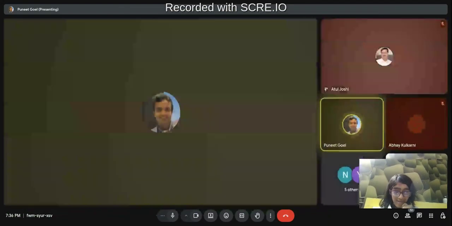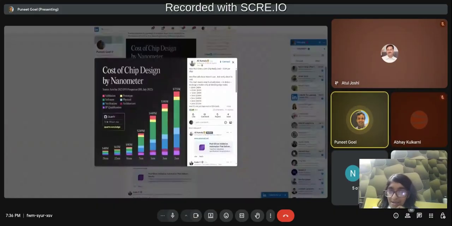I think the answer lies in the same graphic. If you look at the costing, the dark blue over here is verification, and the light blue is physical. The amount of resources you need for verification is anything between 50 to 70% of the total chip design cost. So that's where the focus needs to be. If you can tame that, that's the most important thing.